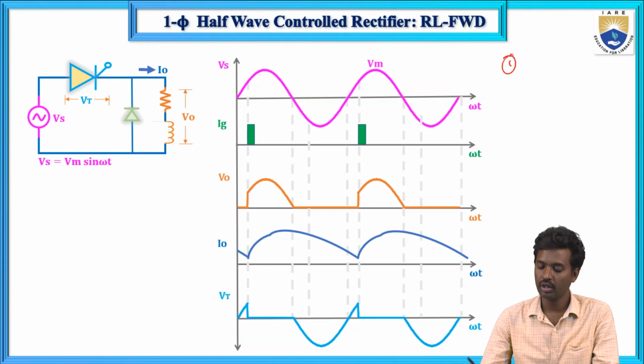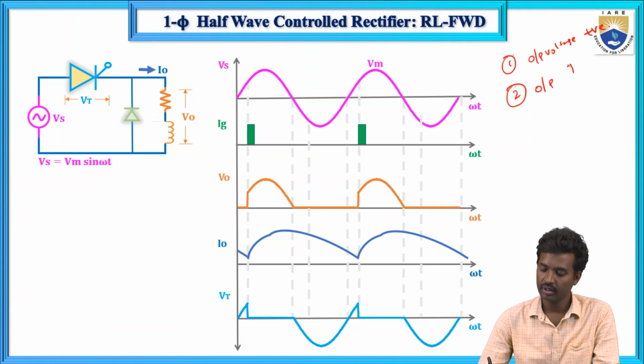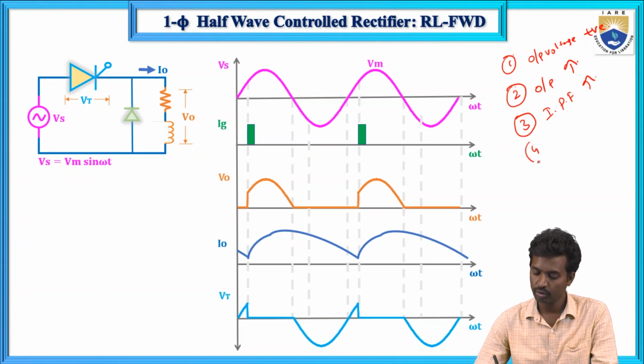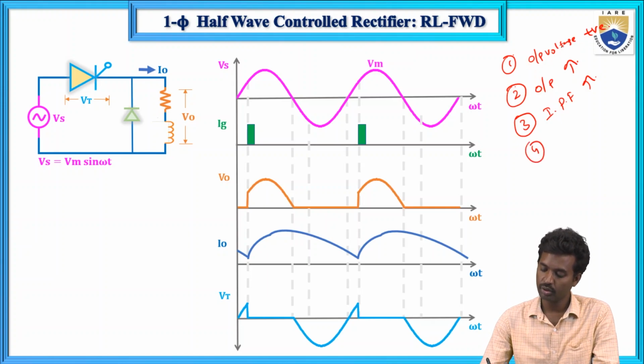The first one is the output voltage is always positive. And next, output power increases. And the next one is that the input power factor increases. So the points are: output voltage is positive, output power increases and input power factor increases.